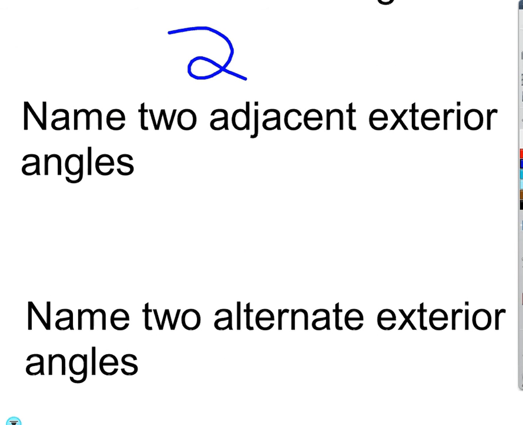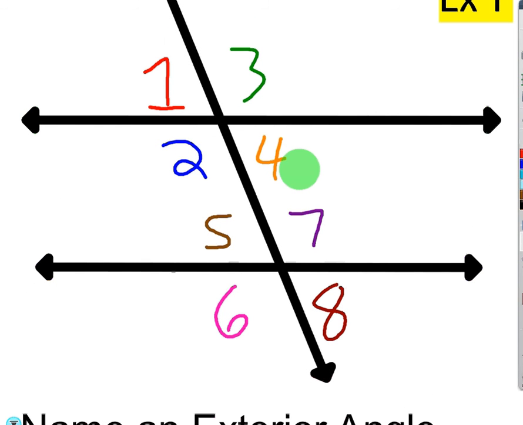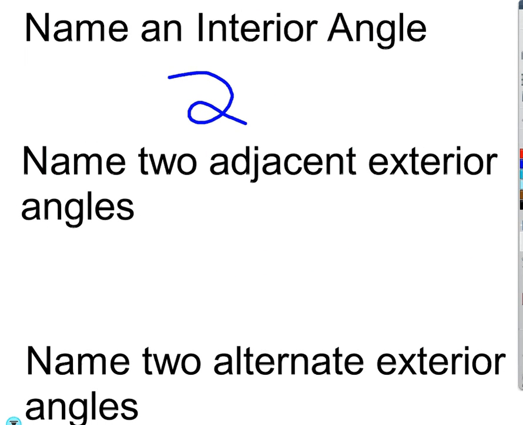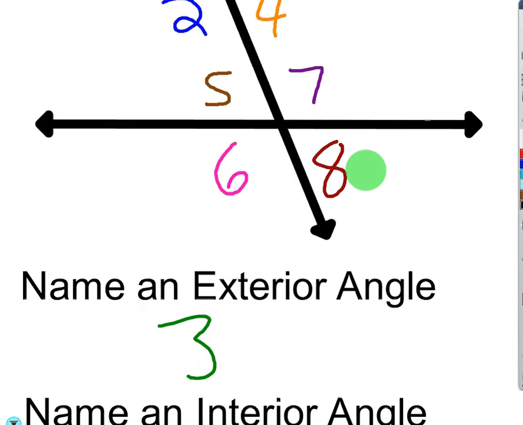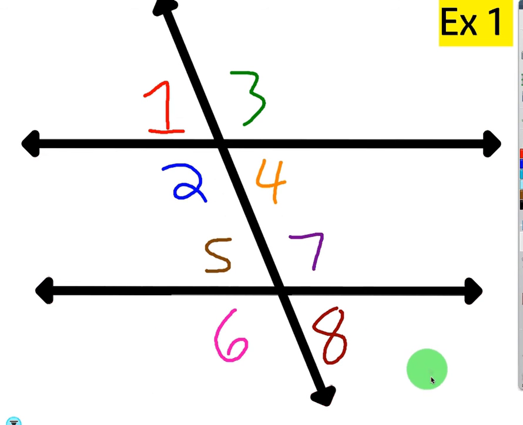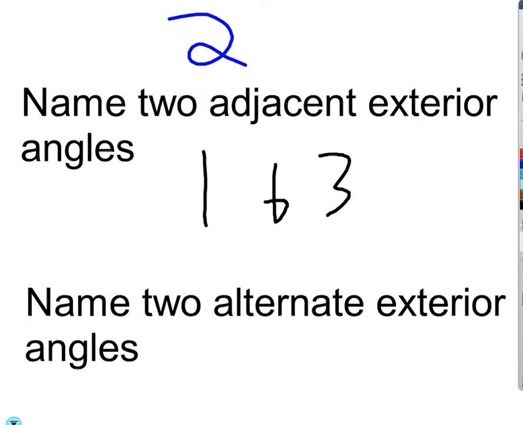Name 2 adjacent. Adjacent means what? Next to exterior angles. So 2 angles on the outside that are next to each other. 1 and 3 are both exterior next to each other, or you could say 6 and 8. I'm just going to say 1 and 3. Name 2 alternate exterior angles. We're going to do 8 and 1, okay? Because they are on the outside, but they do not correspond. They're opposite each other. So 8 and 1 would be alternate exterior, or you could say 3 and 6.